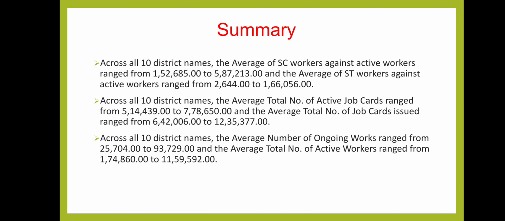And in conclusion, we can say that across all 10 district names, the average of SC workers against the active workers ranged from 1,52,685 to 5,87,213, and the average of ST workers against active workers ranged from 2,644 to 1,66,056.